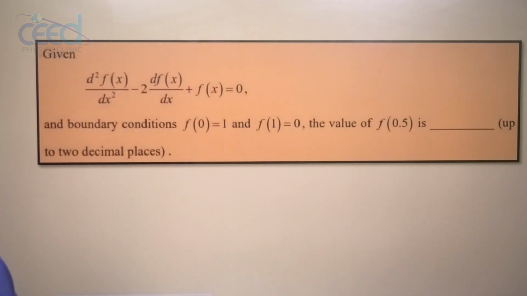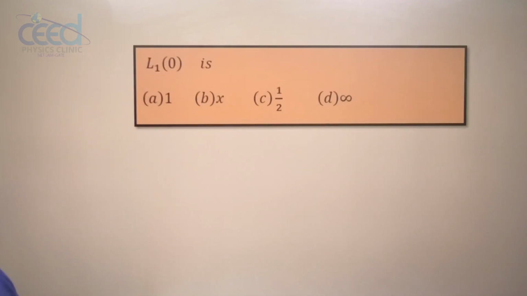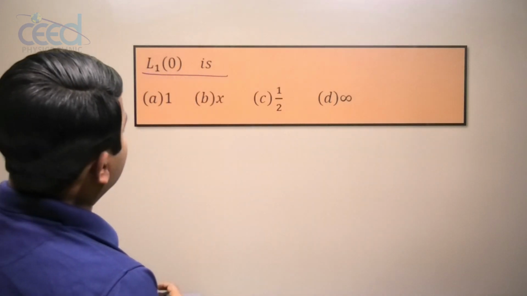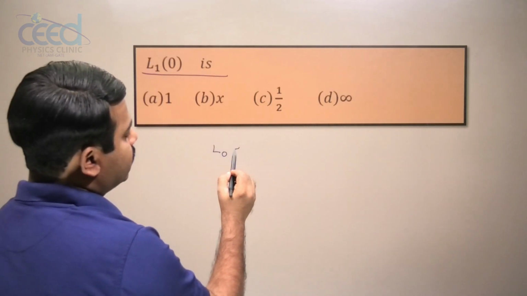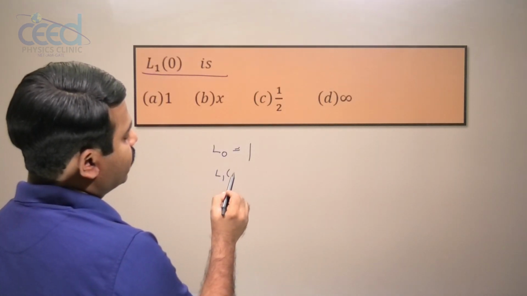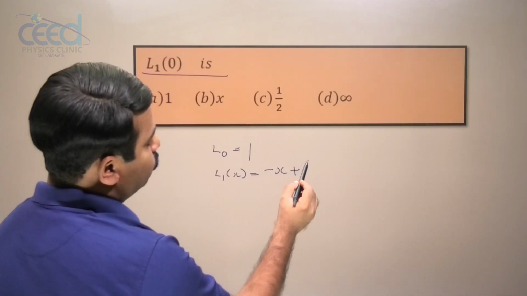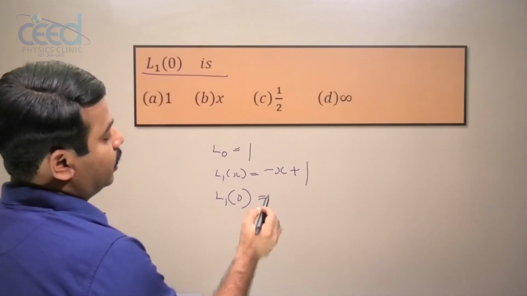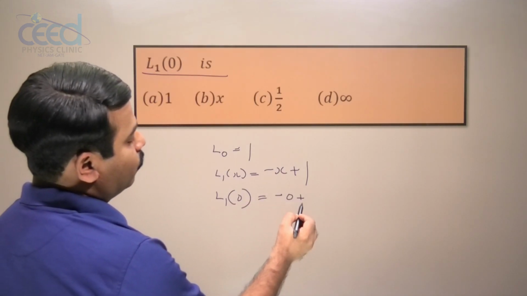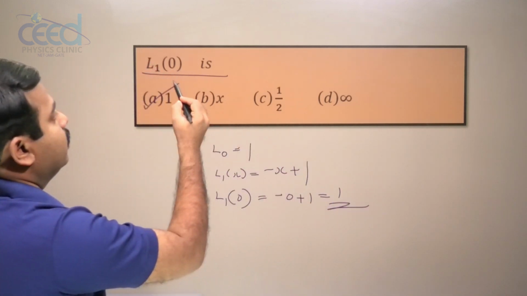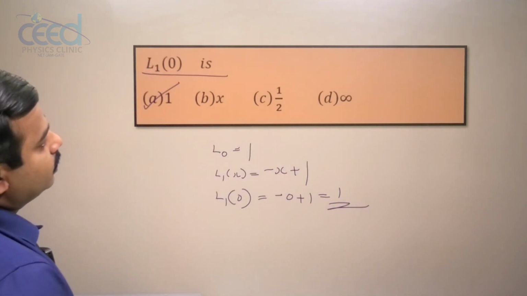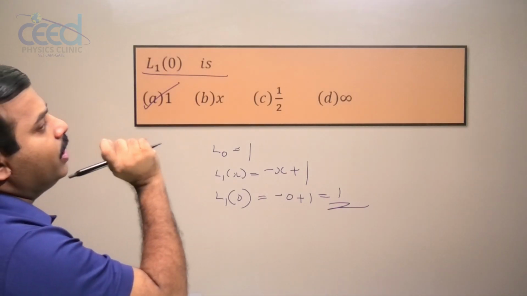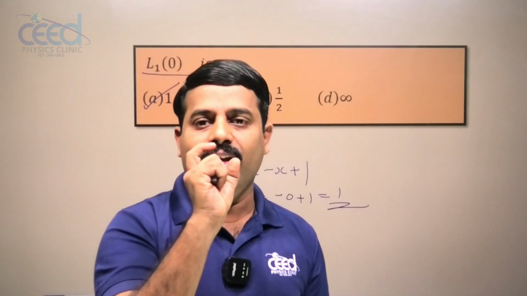Now another question is, L1 of 0 is, okay, what is L1? We studied L0 is 1 and L1 of x is minus x plus 1. Then L1 of 0 means minus 0 plus 1, that is 1. So 1 is the answer. L1 is the first Laguerre polynomial.